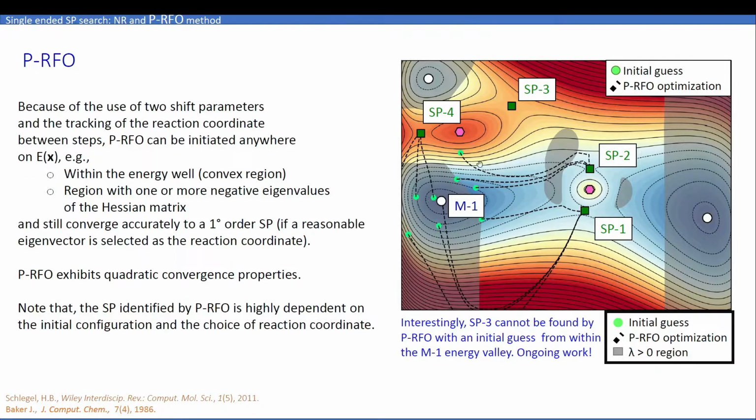So what you see here on the left, coupled to the harmonic oscillator potential, you see 9 PRFO optimization trajectories started from different positions in the energy basin, and each one converges to a saddle point. So saddle point 1, 2, and 4.